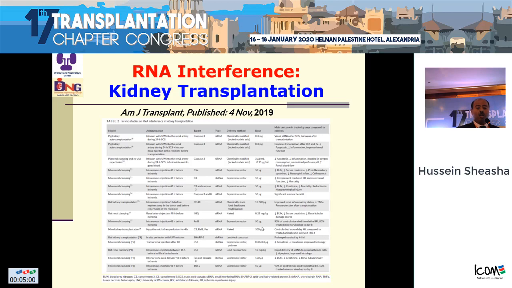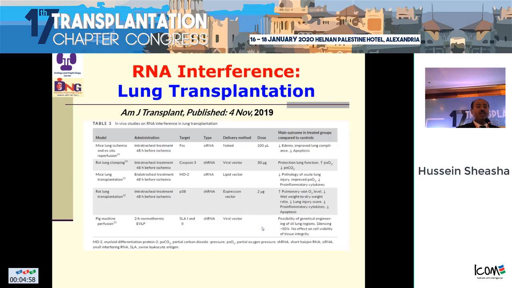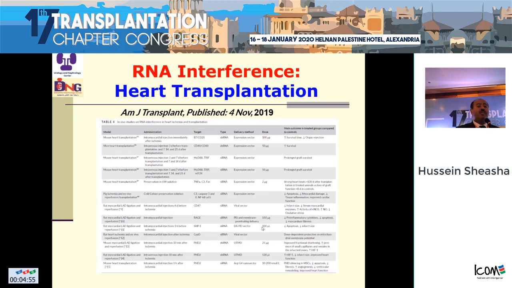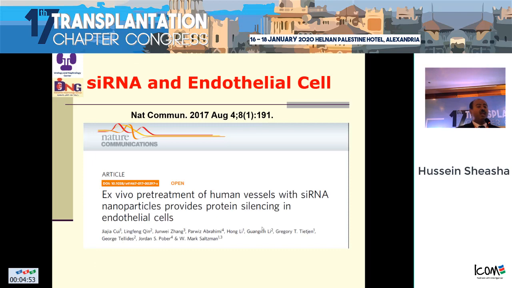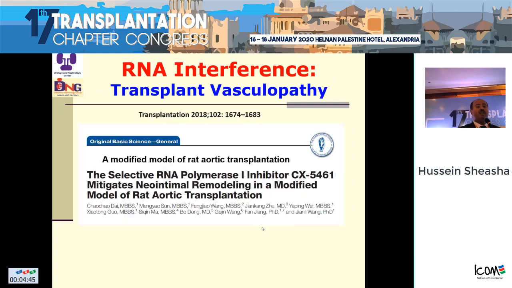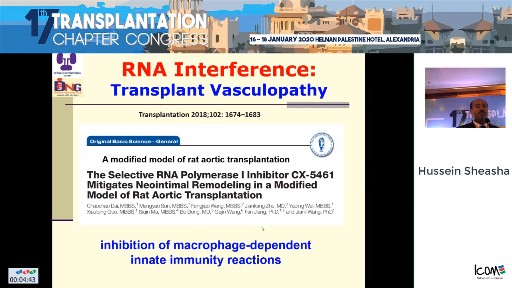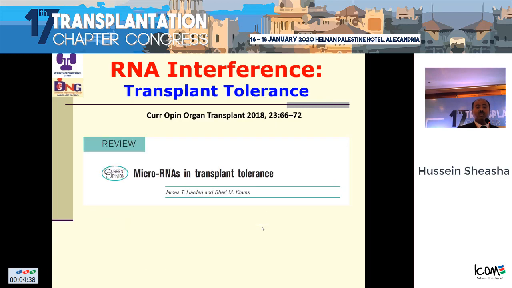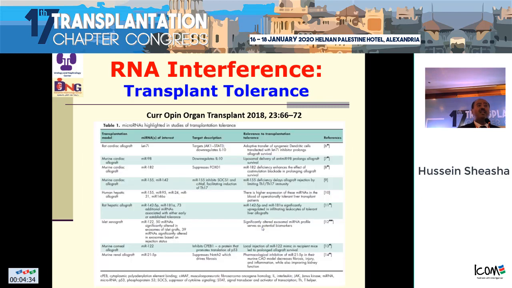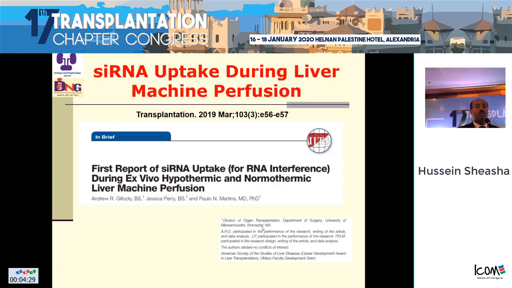Again, for kidney, a lot of preclinical research, for lung and heart transplantation. And this is another experimental work showing that by interference therapeutics of RNA synthesis, we can protect the endothelial cell and the artery by inhibiting macrophage-dependent innate immunity by interference with RNA, and to enhance tolerance again and again. All these studies are preclinical and not human.